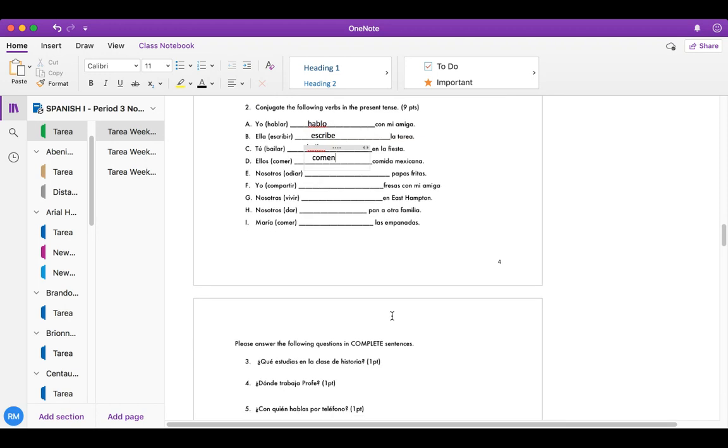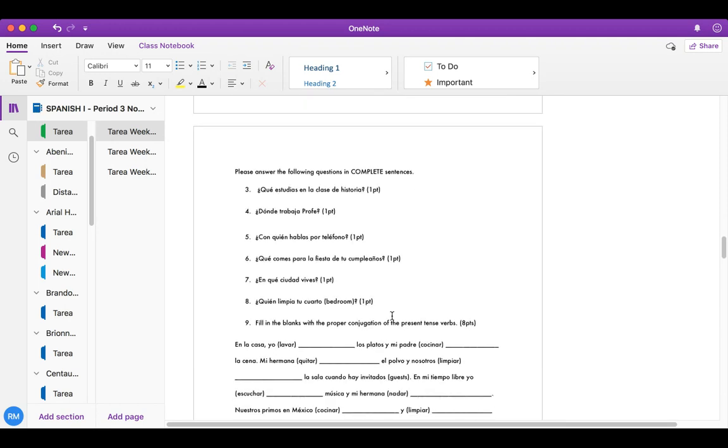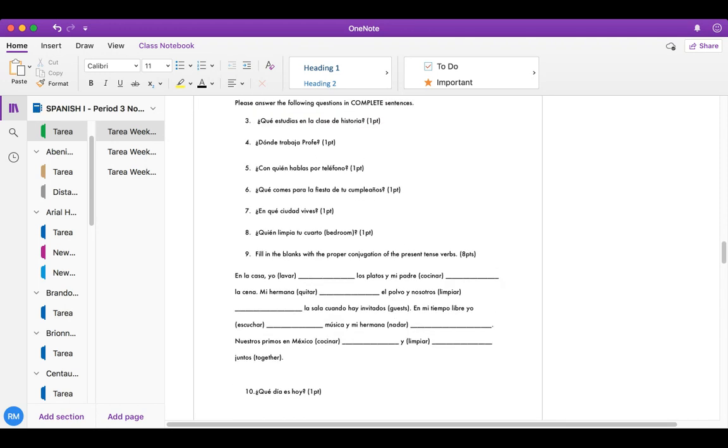All right. So quickly, I want to go over a couple of things here. In these questions, 3 through 9, if at any point in time I'm asking you about you, if at any point in time tu comes up in any one of these, you have to answer with yo. So for example, ¿Qué estudias en la clase de historia? I need to make sure that you know how to answer this question. So for ¿Qué estudias? What do you study in history class? The only way to answer that is I study. So your answer needs to be in the yo form.